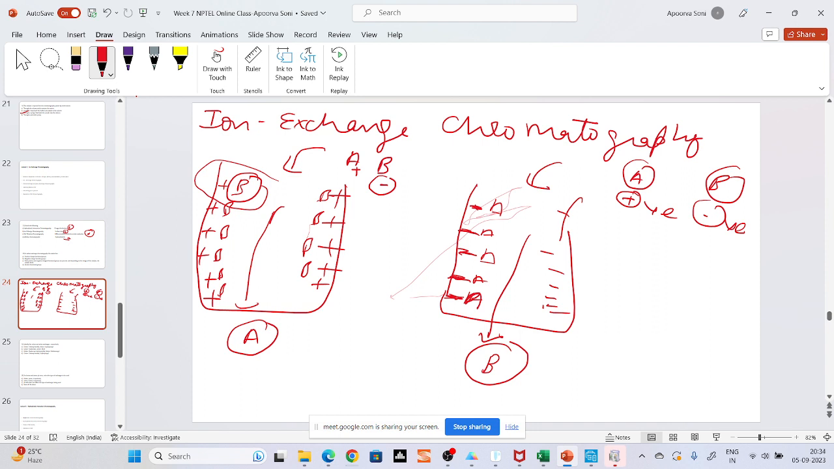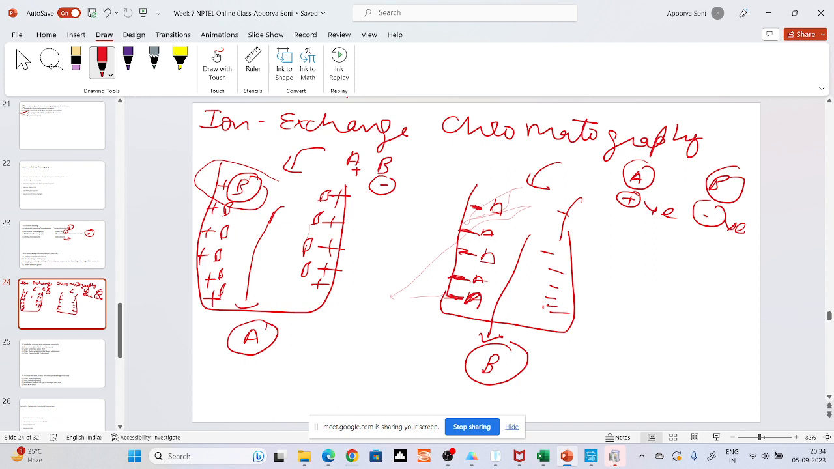By changing the pH of solution. Okay, we can change the pH. You're right. So by changing the pH, ultimately what is happening? Whenever you change the pH, what happens actually in general? The charge distribution changes, right?